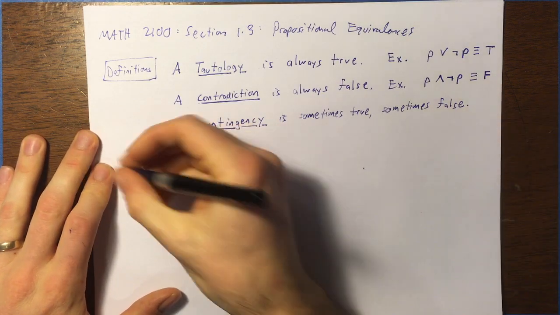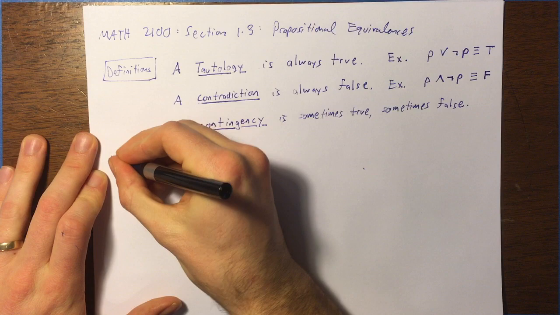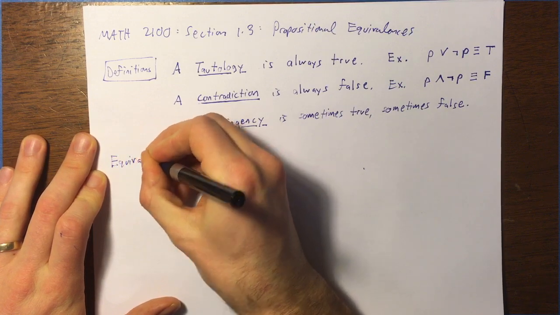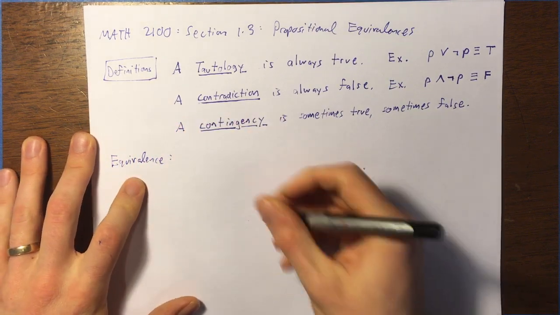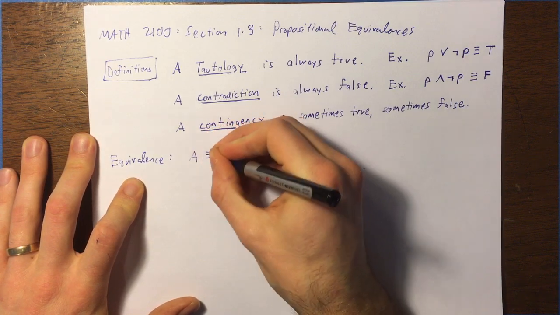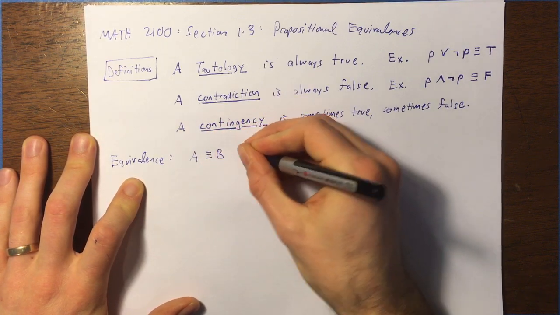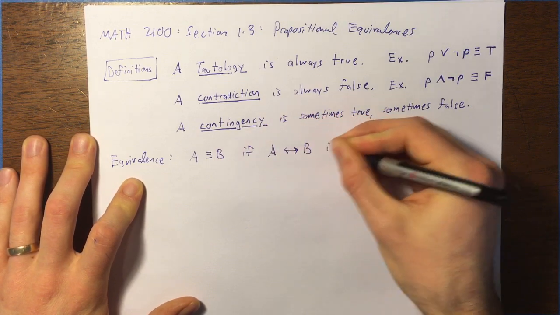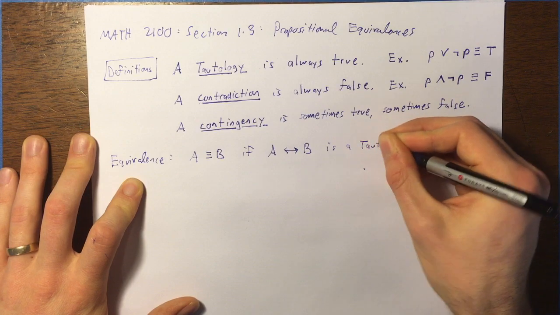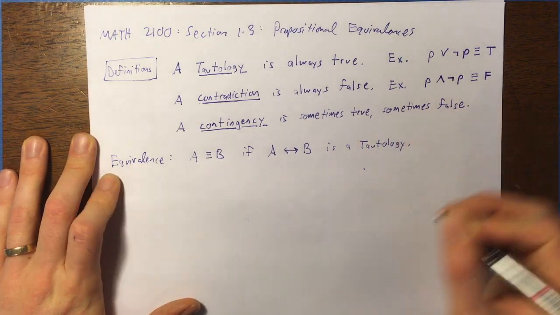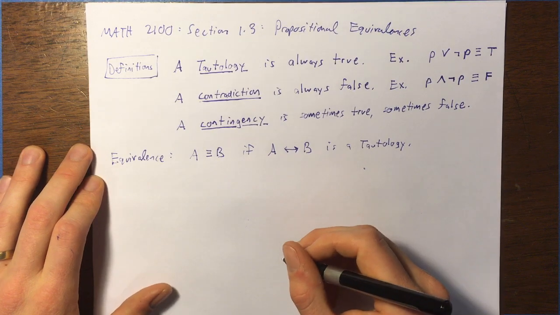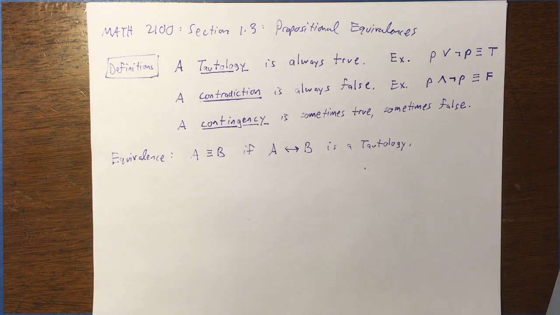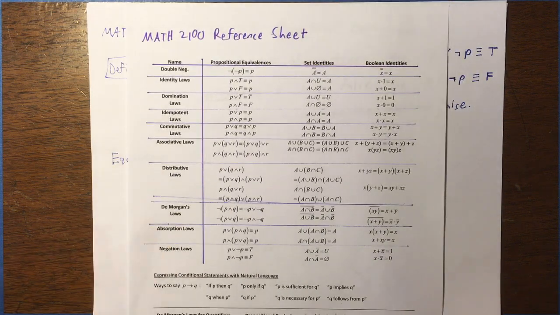Now let's review the idea of equivalence. We can restate the definition of equivalence now to say that A is equivalent to B if the biconditional A if and only if B is a tautology. Okay, it is always true. So that's the definition of equivalence. Now we've got this idea of compound propositions and we've got this idea of equivalence, and so now we're going to look at a bunch of examples.